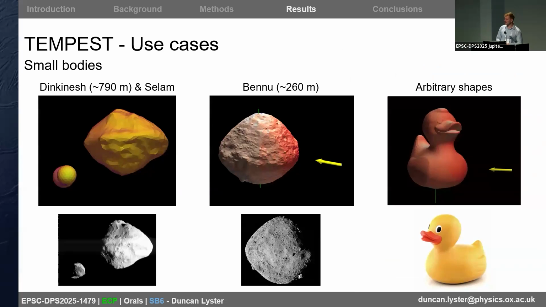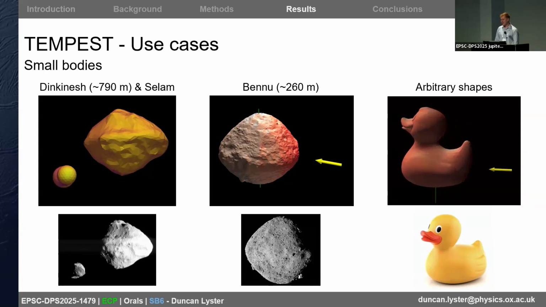So, moving on to some use cases. It's great for small bodies. As I showed in the previous talk, modeling Dinkinesh and Selam, that's a work in progress, but it's work that I'm feeling quite hopeful about. You can use it for asteroids, small bodies, and comets for very quick looks, though it doesn't include sublimation at the moment. And then any arbitrary shape you like. I did this rubber duck as a bit of a joke because of the shape of 67P, and was a bit surprised to find that it broke the model.